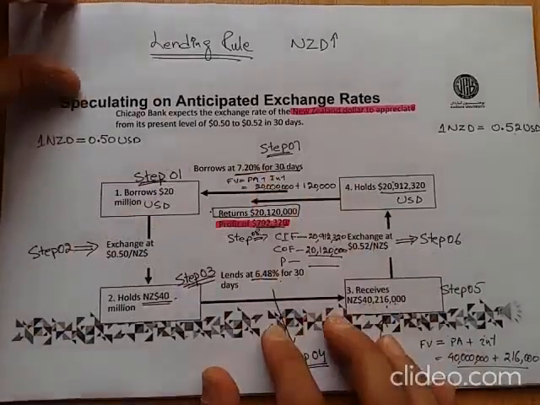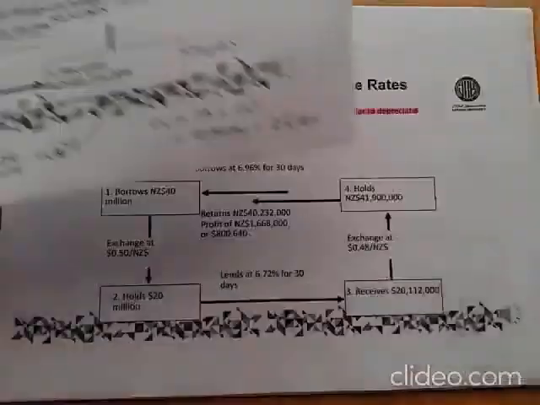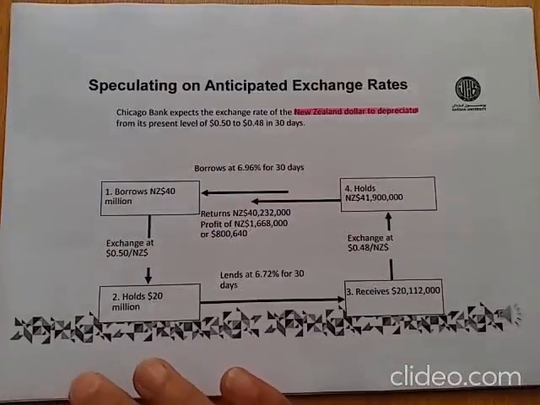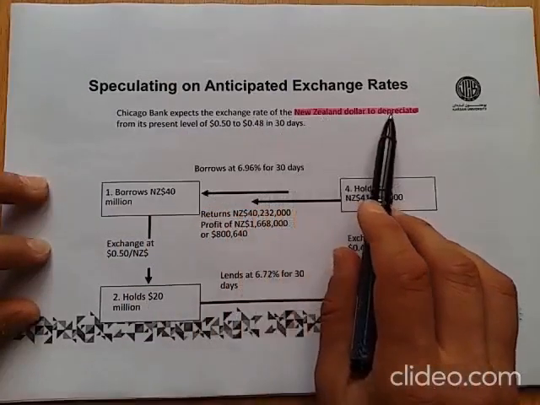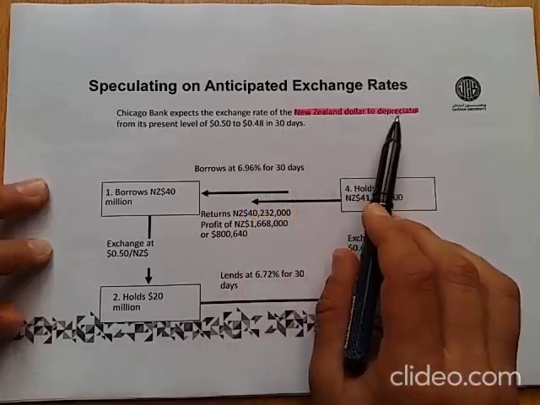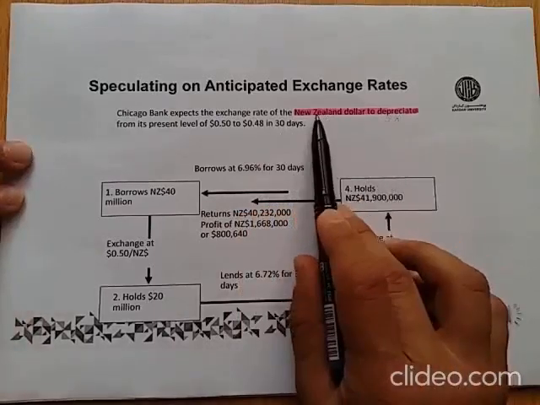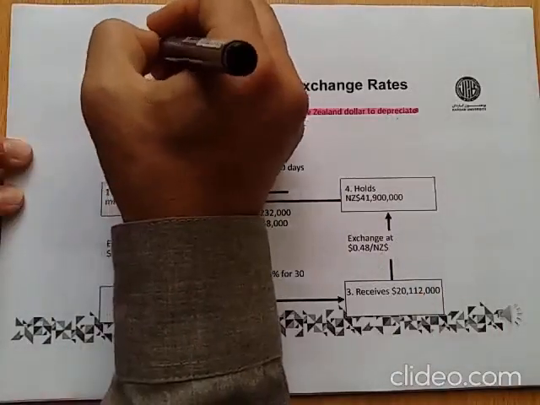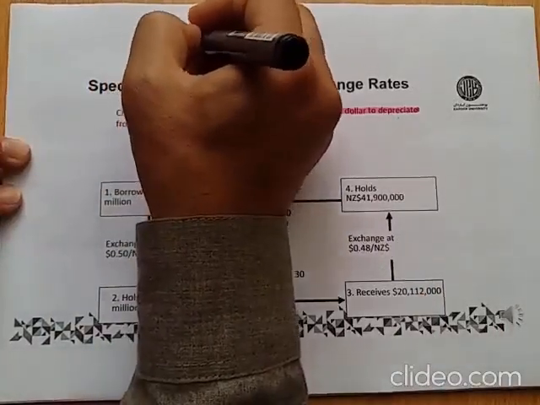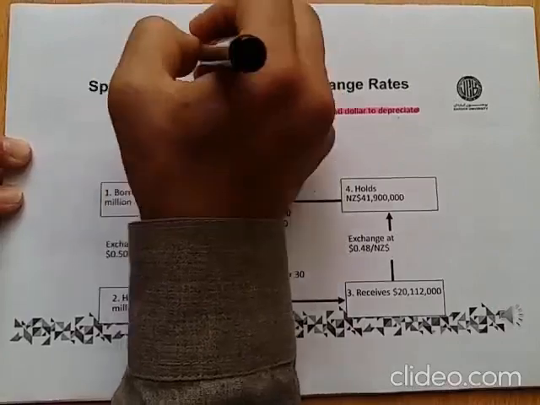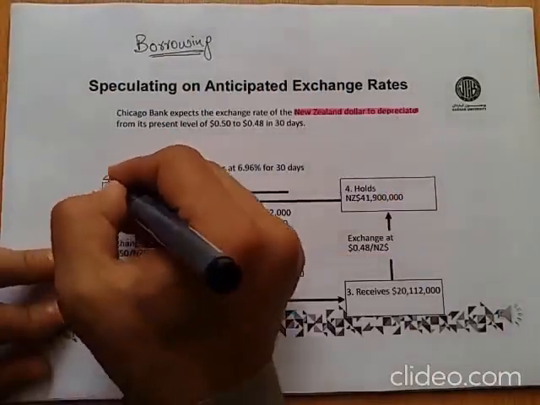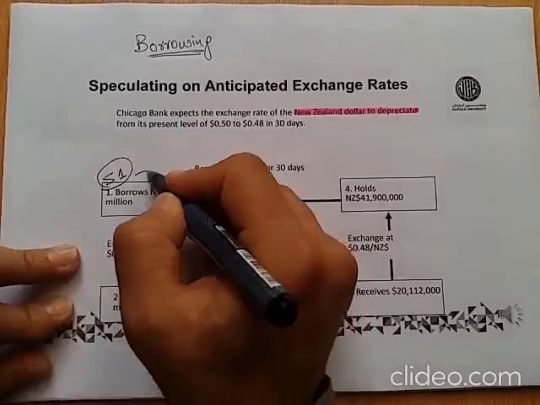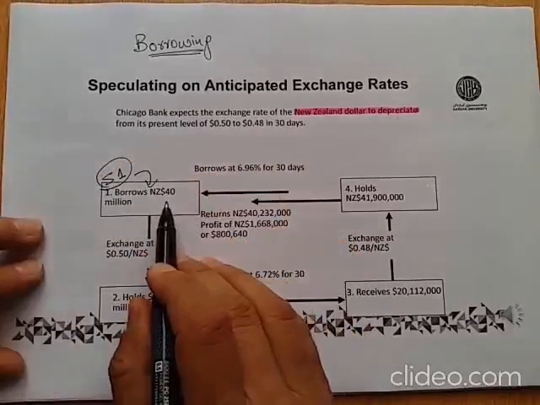Okay, now let's go to the second slide also, because I earlier said that we're going to discuss a couple of slides. In the second slide, Chicago Bank is expecting the exchange rate of the New Zealand dollar to depreciate here, not appreciate. So if the foreign currency is depreciating, then we're going to apply the borrowing rule. It means that we will borrow in the foreign currency. So in step number 1, I will very shortly write here S1, I will borrow 40 million New Zealand dollars.